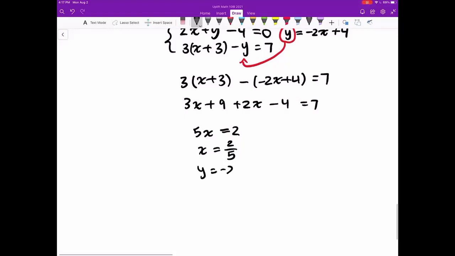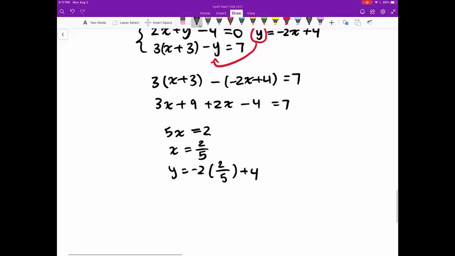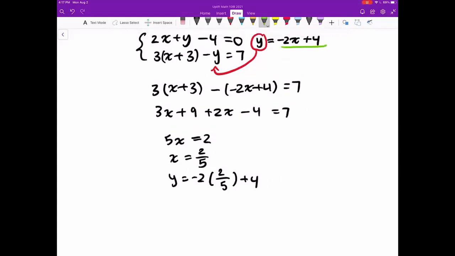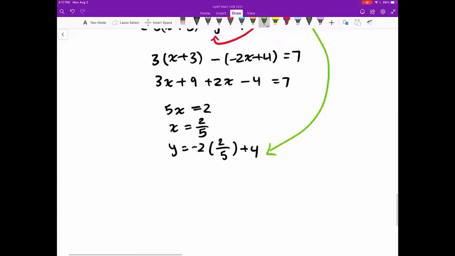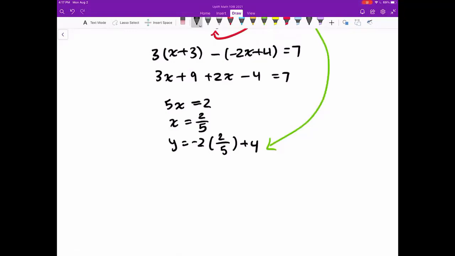So the x is correct. And y is equal to negative 2 times 2 over 5 plus 4. Oh, you already isolated the y. Okay. Yeah, because it's here. Yeah, negative 4 over 5 plus 4. Yeah, so that's correct. Yep.